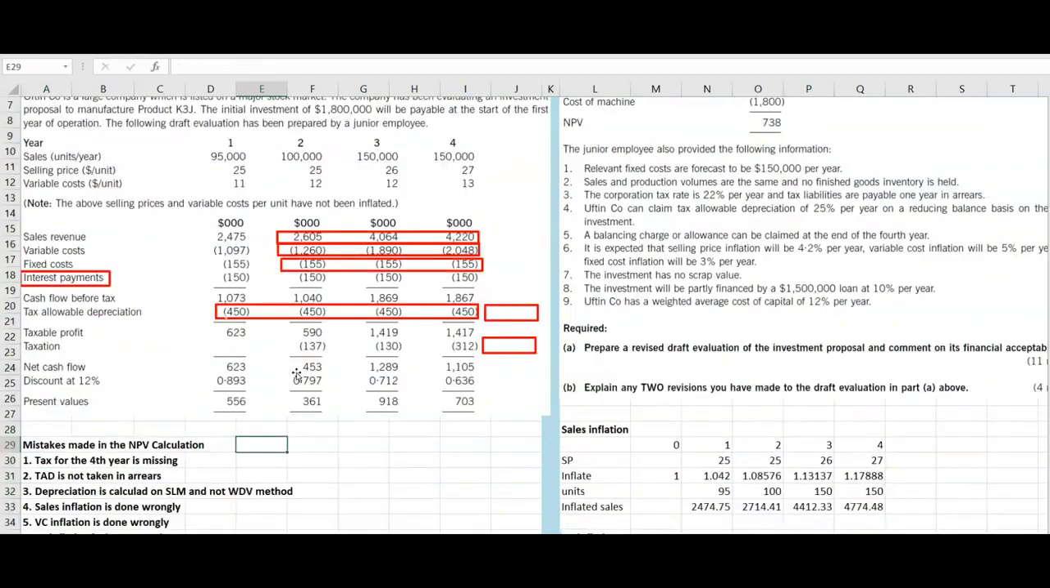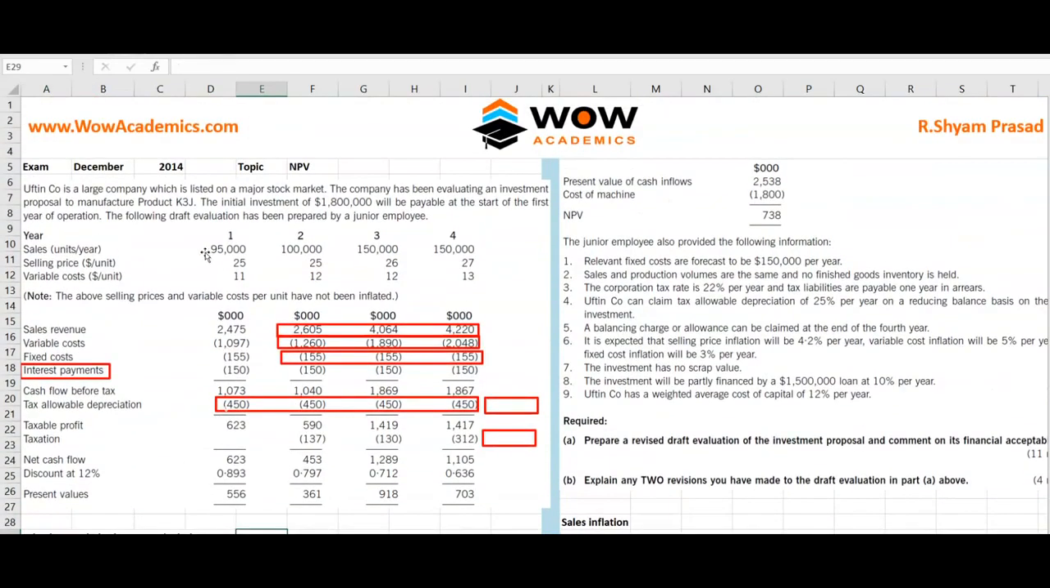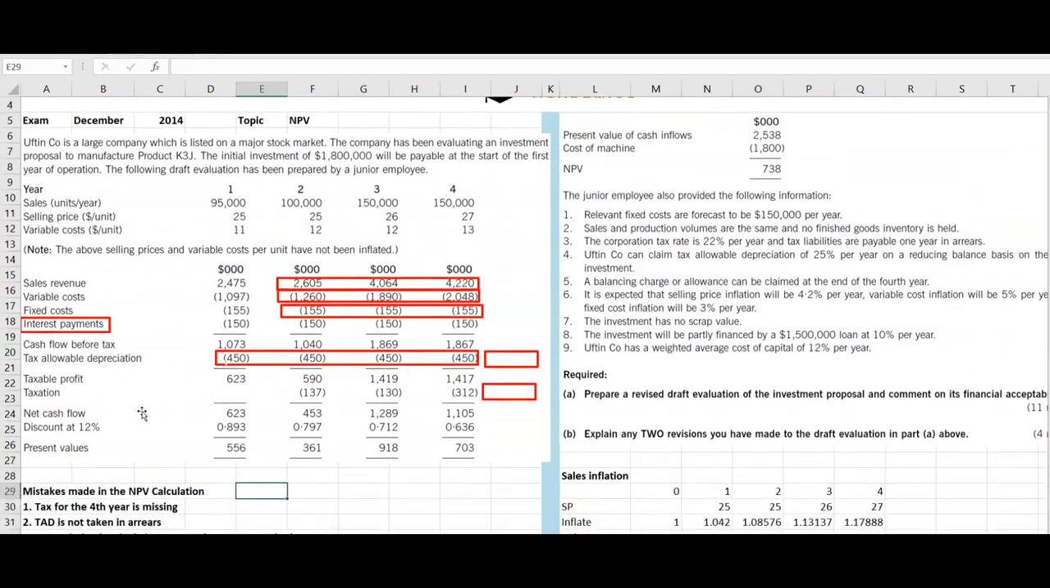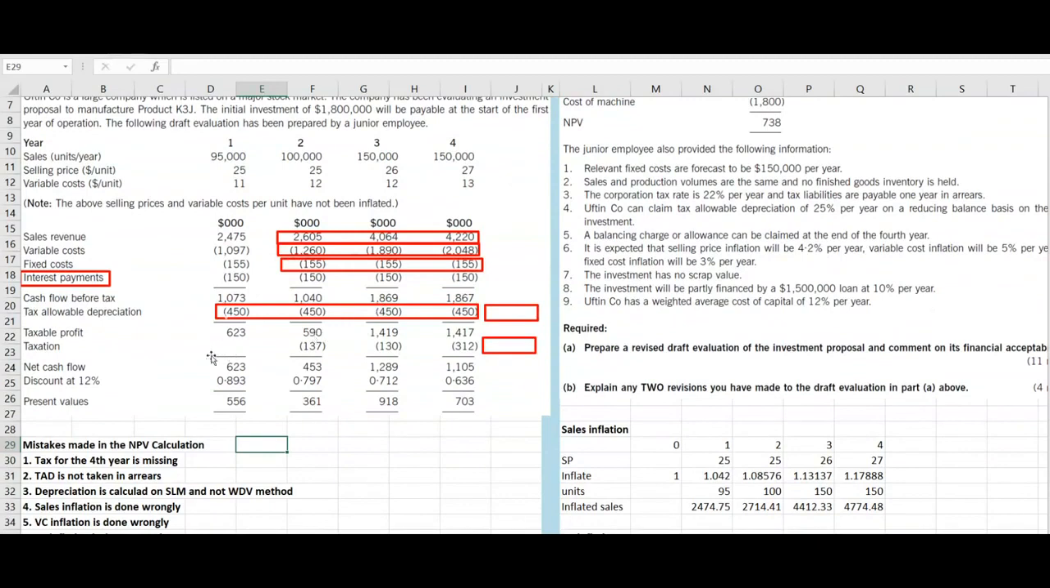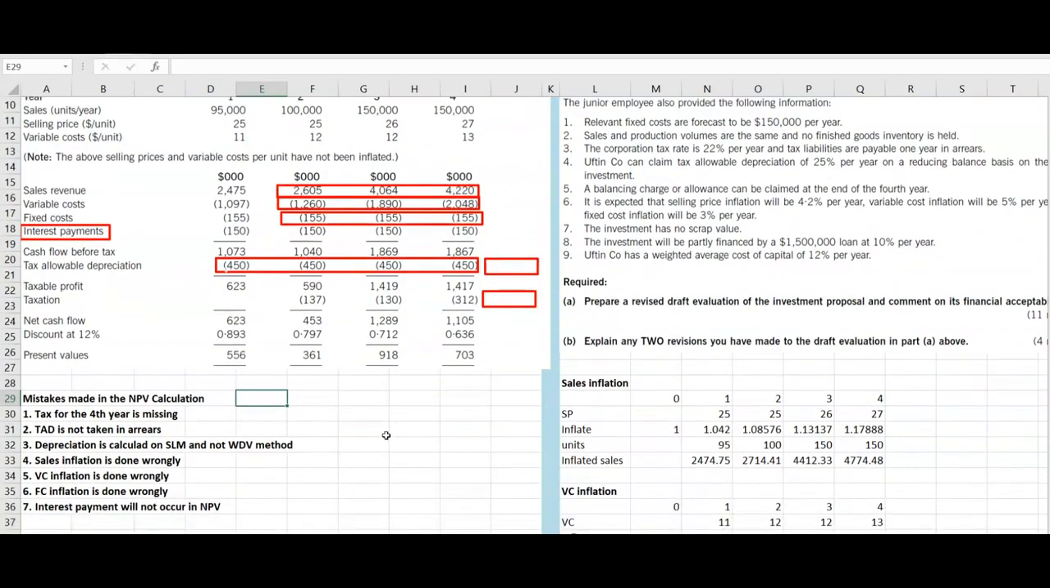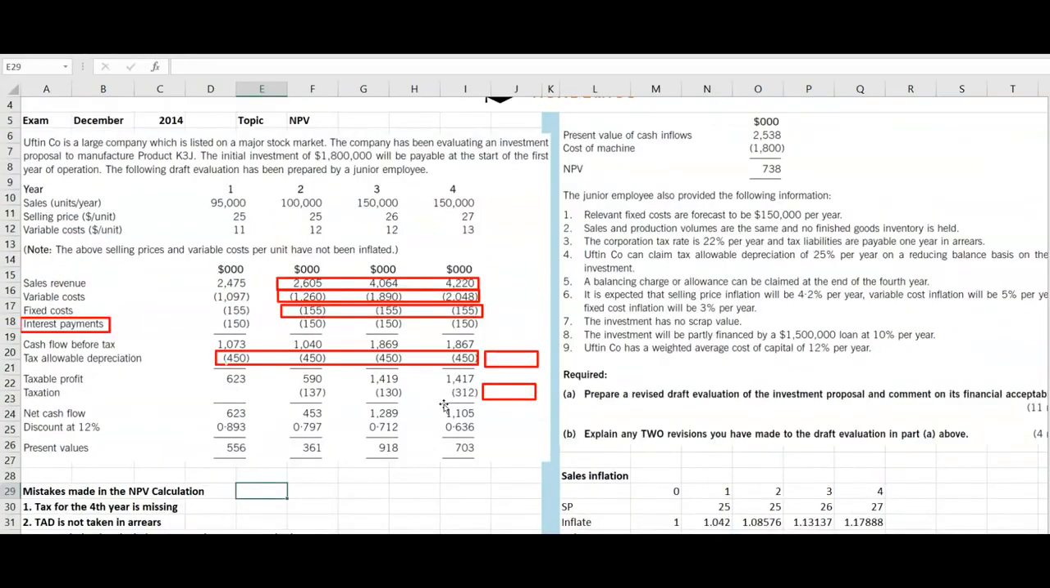There is very little probability that you will get this kind of a sum, but ensure that you understand how these mistakes have been made, because these are the typical mistakes that a student makes in an exam. That's why they have given this question in an examination. So ensure that you don't make these kinds of mistakes in an exam.